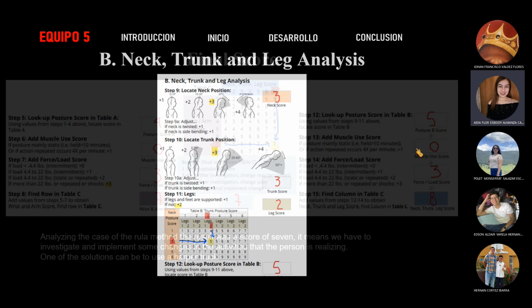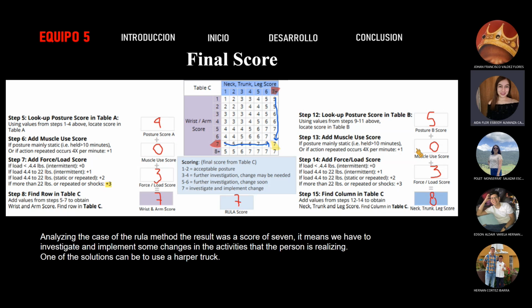Next page, please. Okay, in step 13, I didn't add muscle use score, and like step number 7, in step 14, I choose 3 points. I made a sum, I got an 8, and in the last step, I found in the column in table C, I got a final score of 7.